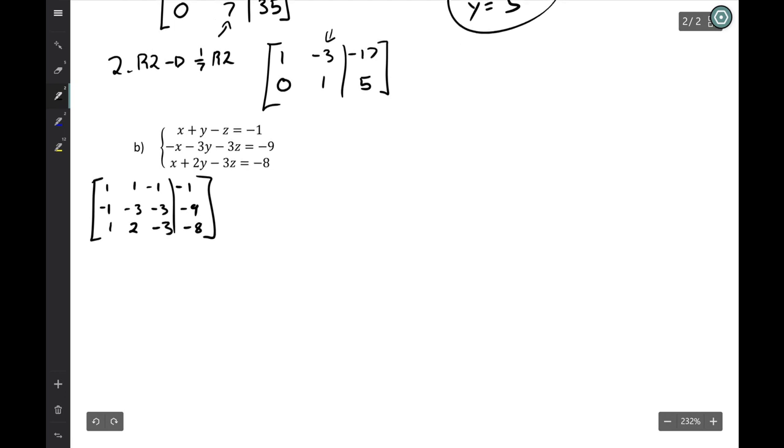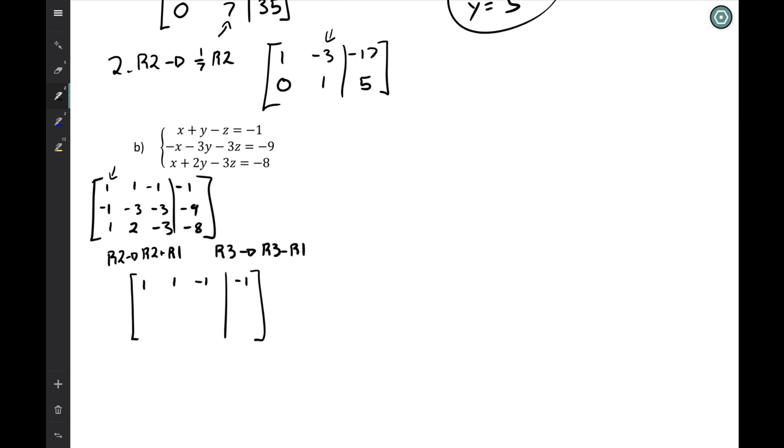Okay, so first step, I'm going to notice that in my first column, I got a 1, a -1, and a 1. I want to keep this 1 right here, so I'm going to leave row 1 the same. So let's write that down again. 1, 1, -1, -1. But to get rid of the 1 in row 2, I'm going to replace row 2 with row 2 plus row 1. And then at the same time, I'm going to replace row 3 with row 3 minus row 1. So you can do these operations and leave them the same. All right, so R2 plus R1 gives me 0, -2, -4, -10. And then R3 minus R1 gives me 0, 1, -2, -7.